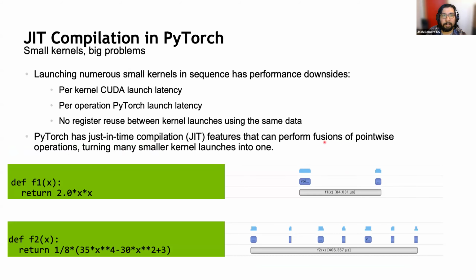So what JIT compilation allows you to do, I guess this slide just covered what I was saying, is that launching numerous small kernels in sequence has performance downsides. You've got this per kernel launch latency that you eat. There's also per operation PyTorch launch latency. PyTorch itself has some logic and bookkeeping it does on the CPU before it even launches kernels. And like I was saying before, there's no register reuse between kernel launches using the same data, so you're just wasting memory bandwidth. Just-in-time compilation fixes this because it can perform fusions of pointwise operations like these, turning these many small kernel launches into one.